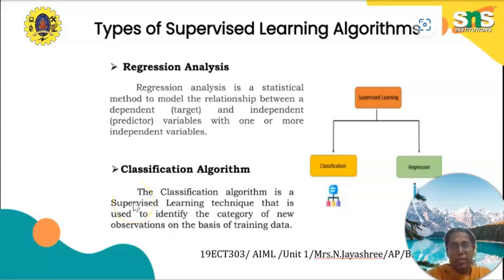So the types of supervised learning algorithms are regression analysis and classification algorithm. Regression analysis is a statistical method to model the relationship between the dependent and independent variables. The classification algorithm is a supervised learning technique that is used to identify the category of new observations on the basis of training data.